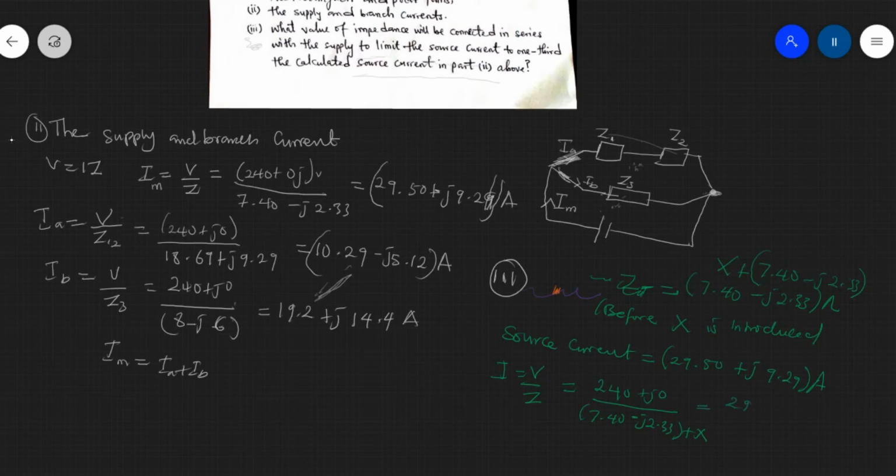So it's equal to 29.50, which is the source current, plus j9.29, all over 3, because we want this to be 1/3 of the source current. It's just a matter of solving for X, and then you get your answer. Every other thing is pretty simple, nothing spectacular about it.